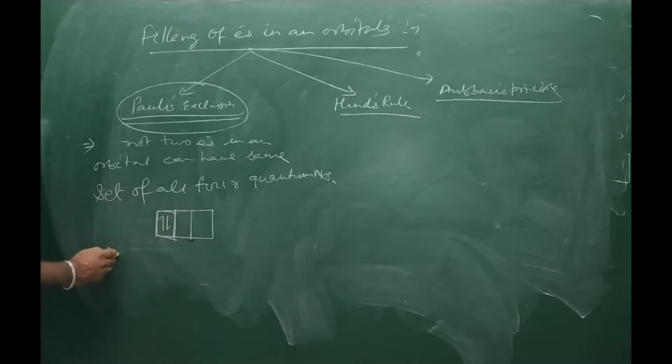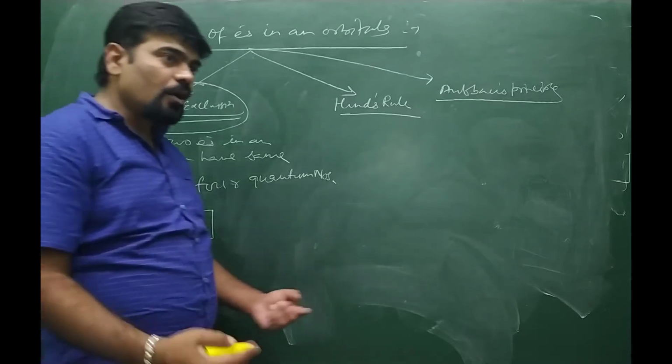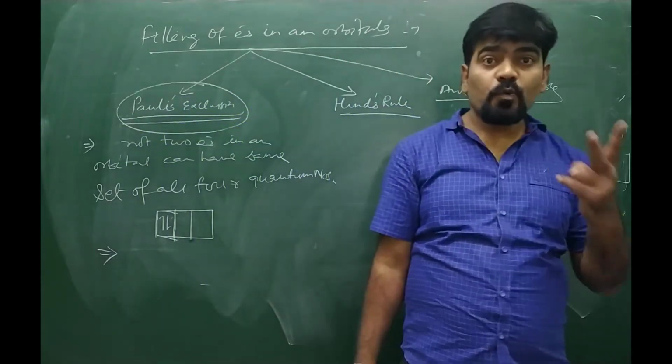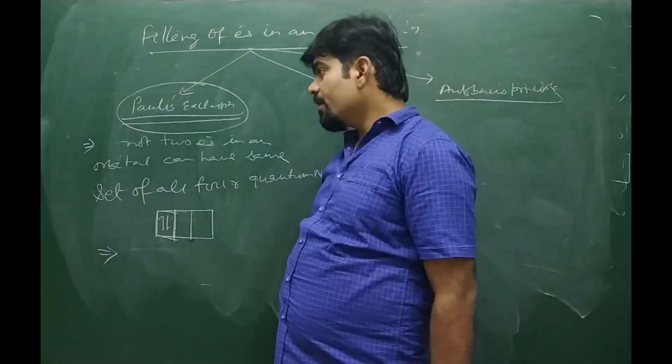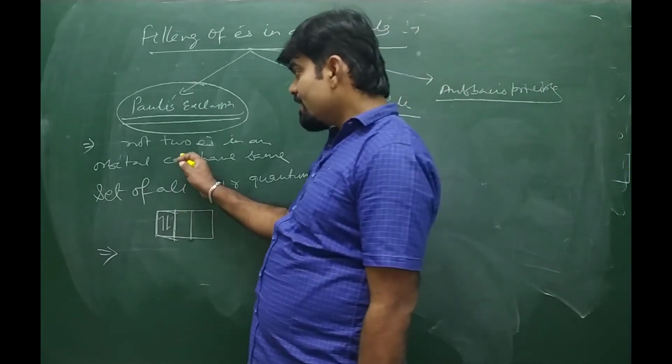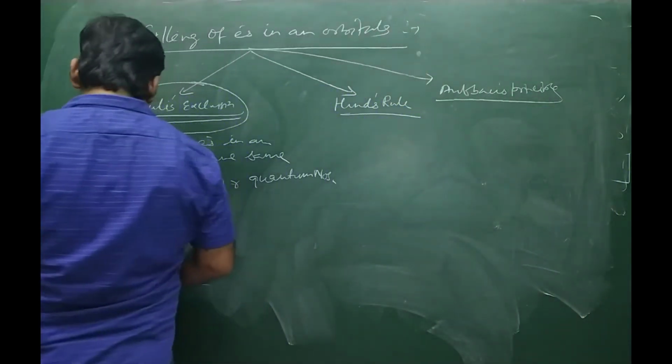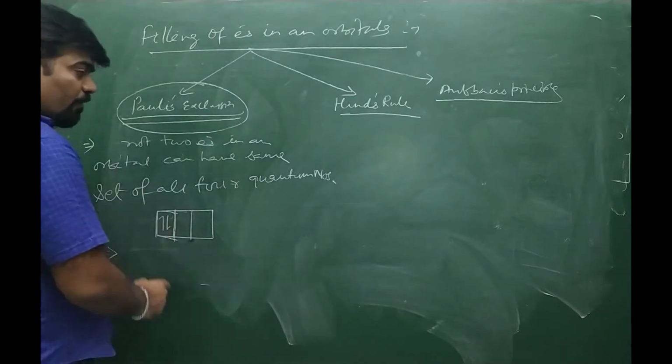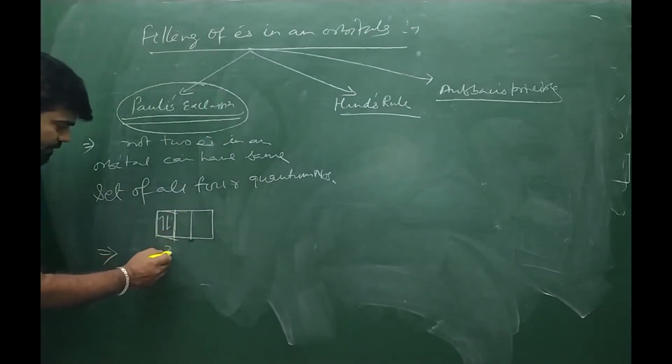Suppose you have a question on p orbitals, how many electrons can be accommodated? Only two electrons can be accommodated. In the p subshell, how many electrons? Six electrons. So it states that no two electrons in an orbital can have the same set of all four quantum numbers. Let's say this is 3p.